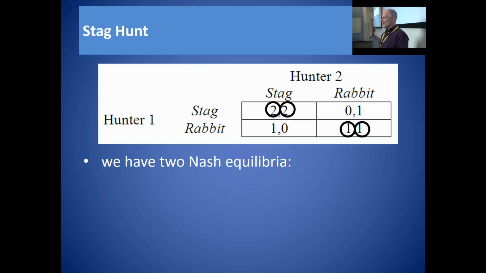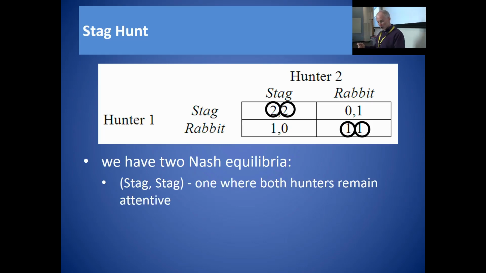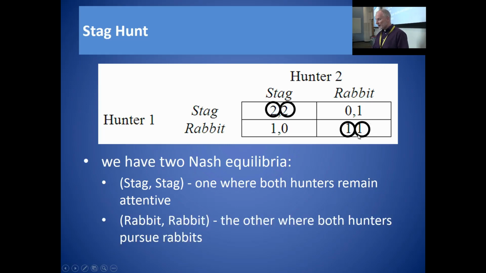But this is the game that we've got, and just in the same way as we saw with Battle of the Sexes, there are 2 Nash equilibria. One where they both pursue the stag, and the other where they both go off chasing rabbits. So this accords with this idea of the Nash theorem. In a finite game, which is what we've got here, there will always be at least 1 Nash equilibrium. Is there at least 1? Yep. In fact, in this game, there are 2.